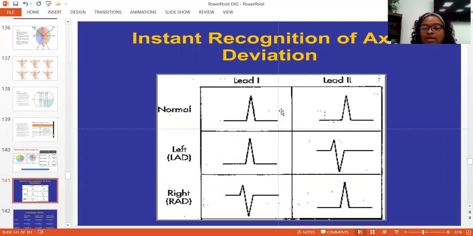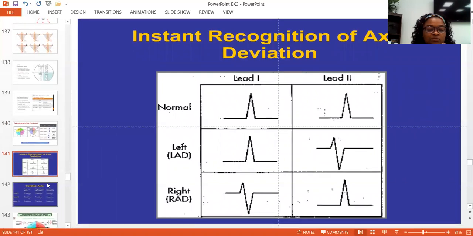So this just shows our normal axis with both being positive. For our left axis deviation, we have lead 1 being positive, and then this one is actually showing lead 2, guys. So this is probably not one that you would want to use, because you have to remember that's lead 2, that's not AVF. So I'll probably just discard this slide because I don't want to confuse anybody. So let's go on to our next one.